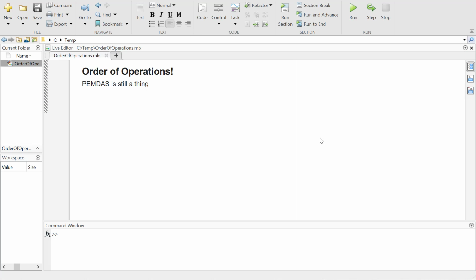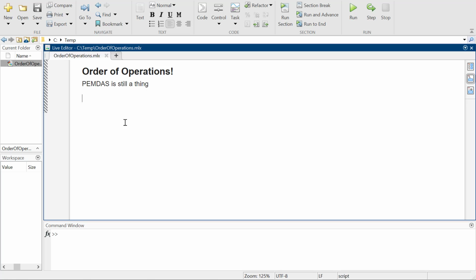Okay, so we're going to talk a little bit about order of operations in Matlab. Now, PEMDAS is still a thing. As a reminder, Matlab does this thing on the side where it does output on the right, and I like output in line. So if you remember, PEMDAS is, P is parentheses, so it's these thingies.